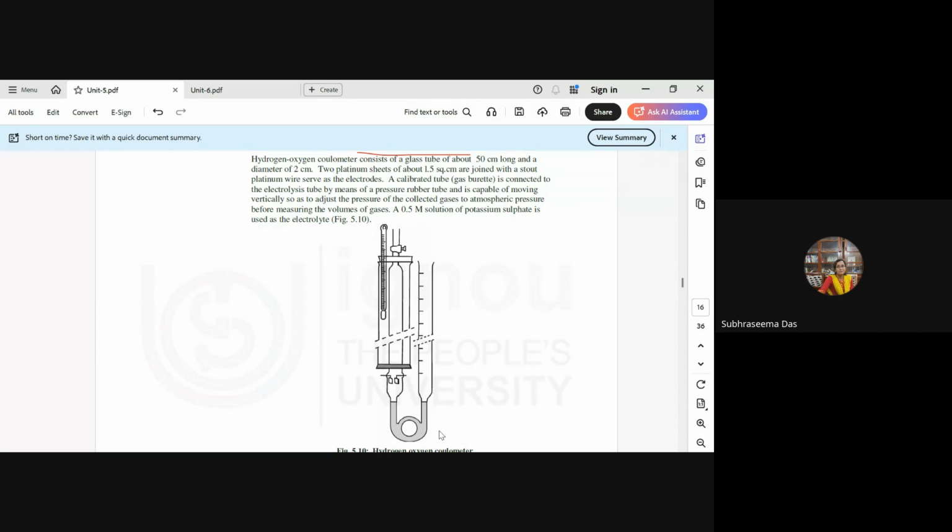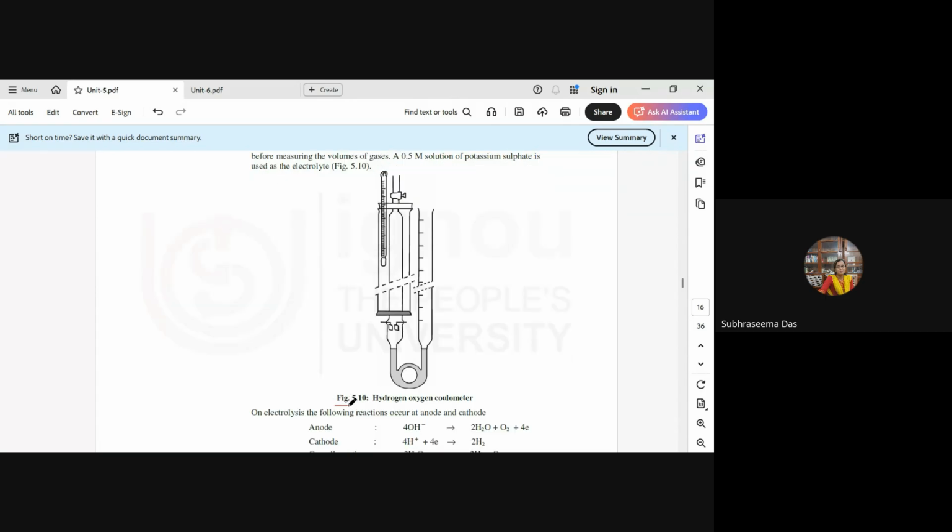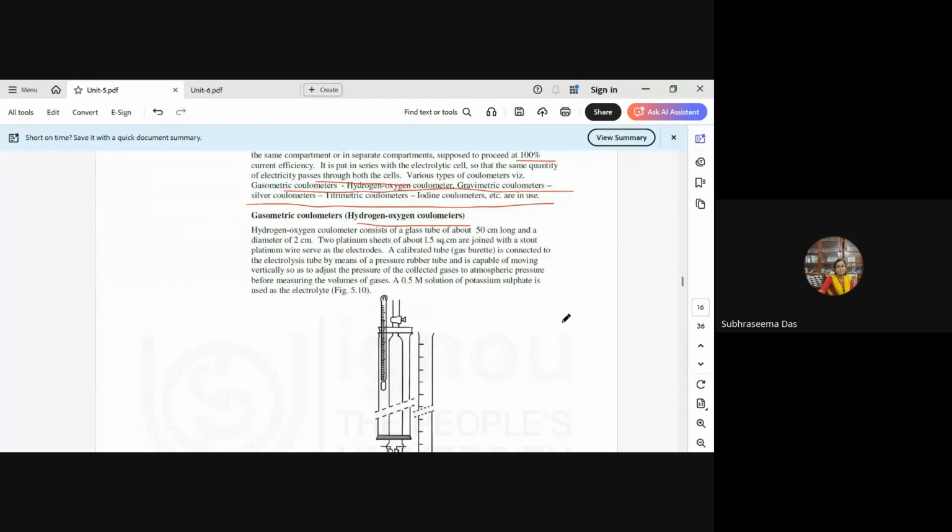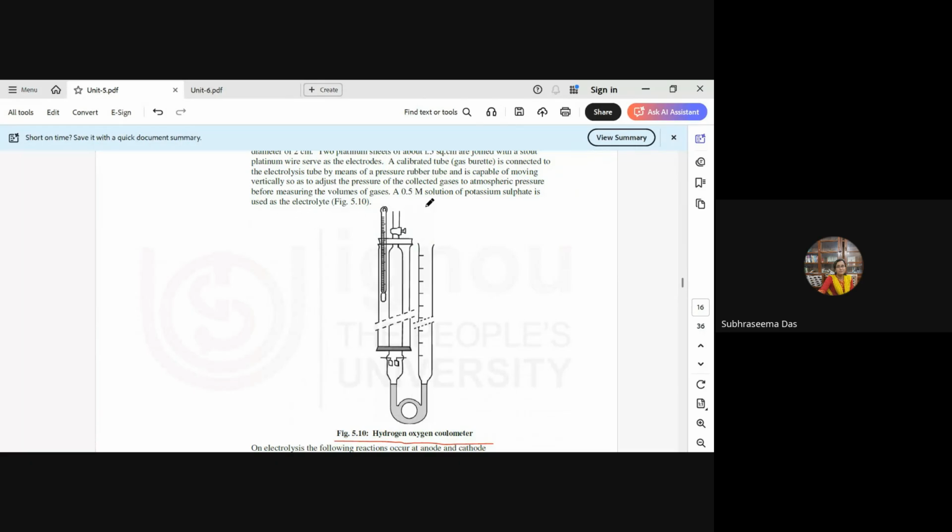In these coulometers, here in figure 5.10, the simplified diagram has been shown. The hydrogen oxygen coulometer consists of a glass tube of about 50 centimeter long and a diameter of 2 centimeter. Two platinum sheets of about 1.5 square centimeter are joined with a stout platinum wire that serves as the electrodes. A calibrated tube is connected to the electrolysis tube by means of a pressure rubber tube, and it is capable of moving vertically so as to adjust the pressure of the collected gases to atmospheric pressure before measuring the volume of the gases. As the electrolyte, we take 0.5 molar potassium sulfate.